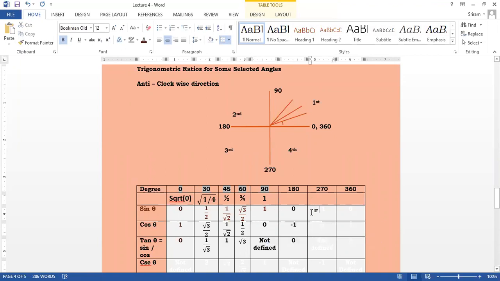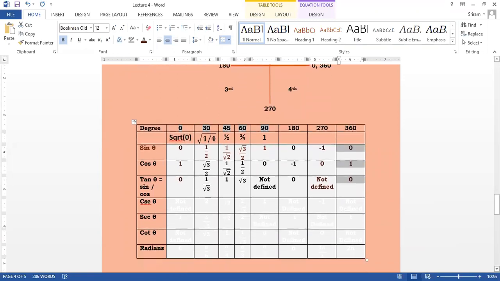So 1 will become minus 1, 0 will be 0, not defined will be not defined. This is not defined. When I take 360, 360 and 0 are the same values. So I am going to repeat the values of 0 as it is for 360.